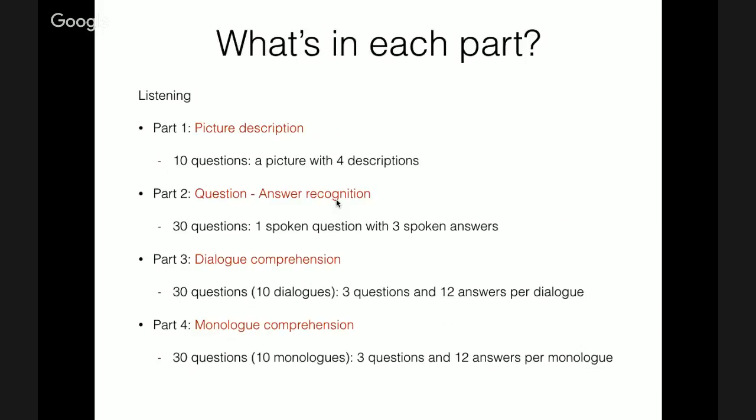We're going to look at part 1 today. I'm going to give you some strategies today for part 1. So we're already going to cover that. And then the other parts, I want to go into more detail.